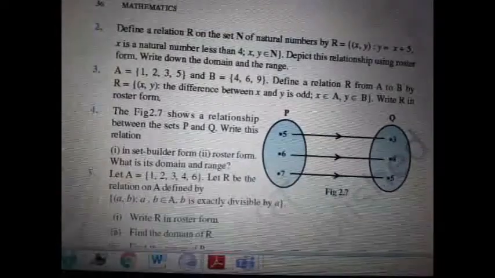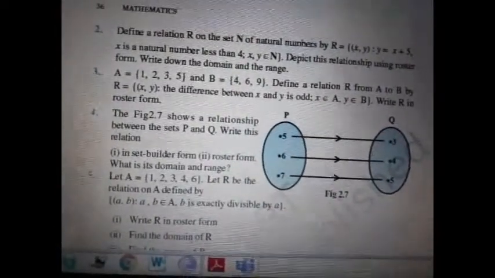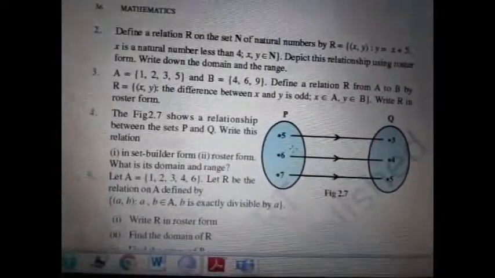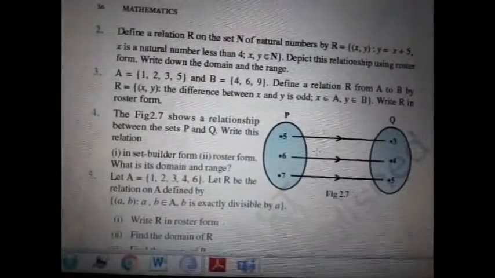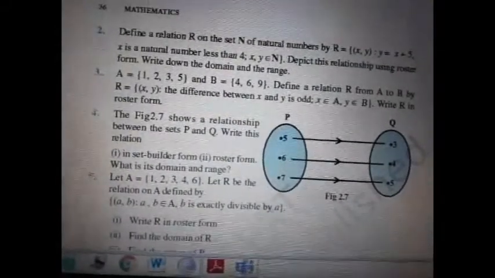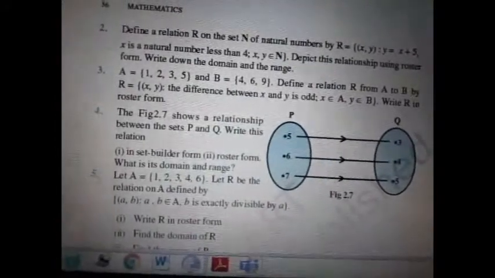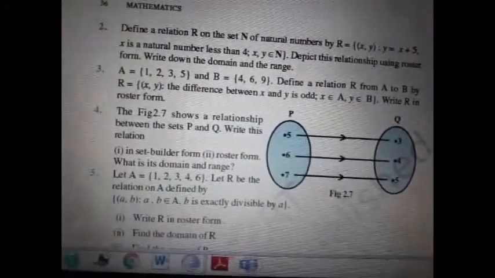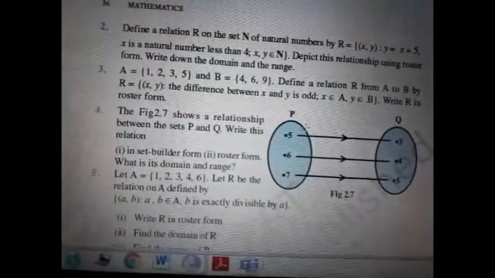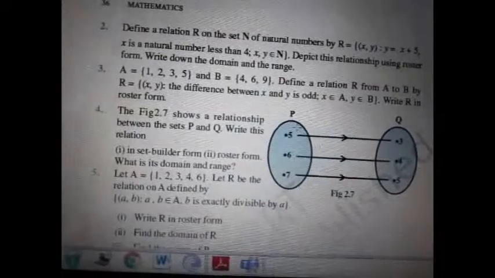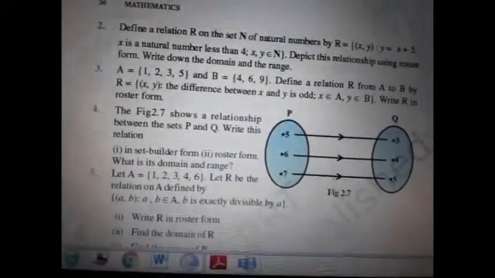So what type of relation can you find here? It is nothing but 2 less than the elements of P, right? If you subtract 2 from 5, we will get 3. If you subtract 2 from 6, you will get 4. And if you subtract 2 from 7, you will get 5. So the relation defined here is the set of all elements in relation R in such a way that if you subtract 2 from elements of P, you get an element of Q. That is what the relation defines here.